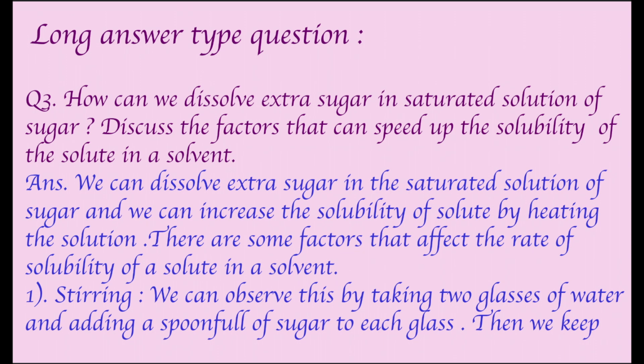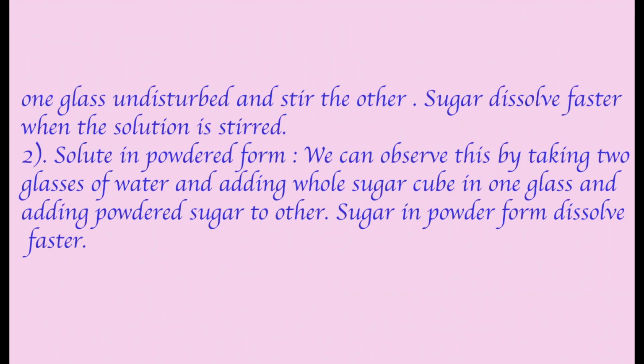There are some factors that affect the rate of solubility of a solute in a solvent. First is stirring. We can observe this by taking 2 glasses of water and adding a spoonful of sugar to each. Then we keep one glass undisturbed and stir the other. Sugar dissolves faster when the solution is stirred.